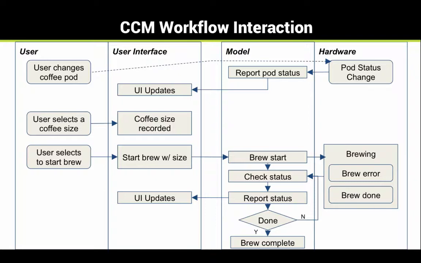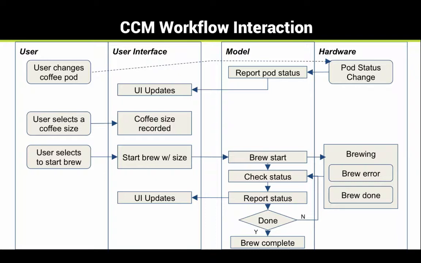So we can break that abstract data model down a little bit into a task diagram here, where we get a little bit of a workflow interaction. Here we have four participants in our simplified model: the user interacting with a user interface, the hardware interacting with the model, and then the user, the user interface and the model having a relationship with each other, right? So we can think about how we're going to interact with our coffee machine here.